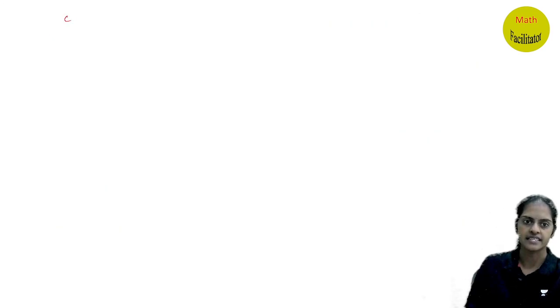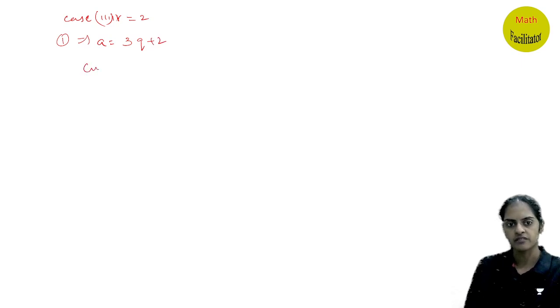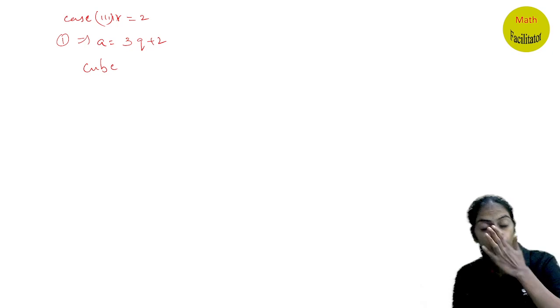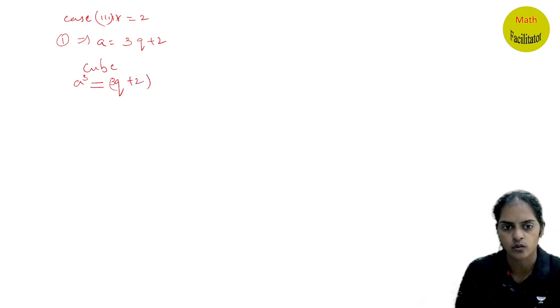Now let us check the next case. Case 3. What is case 3? r is equal to 2. So your equation 1 will become a is equal to 3q plus 2. Now we have to cube. Why only cube? Because it is asked in the question. So a cube is equal to 3q plus 2 whole cube.